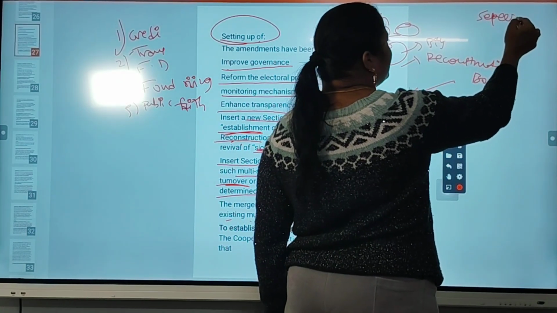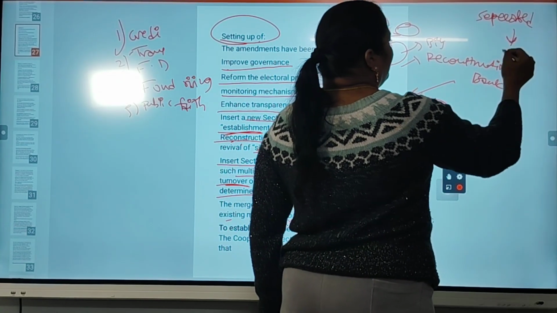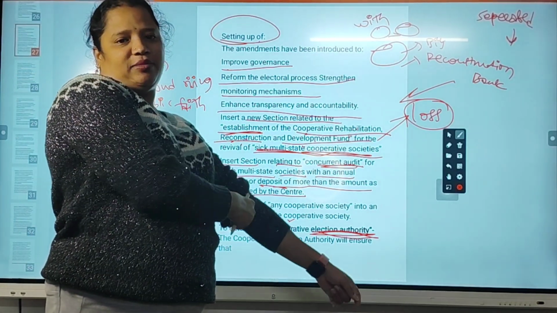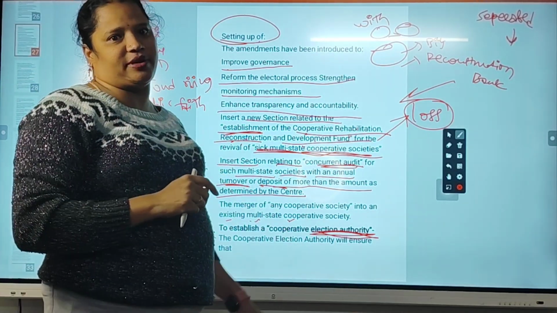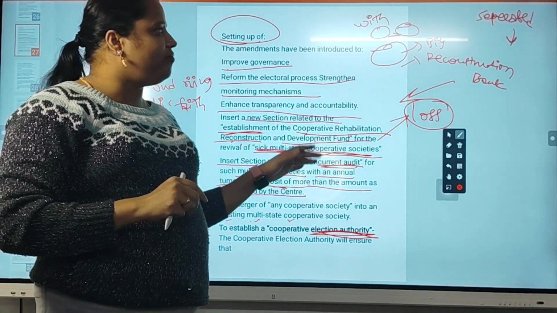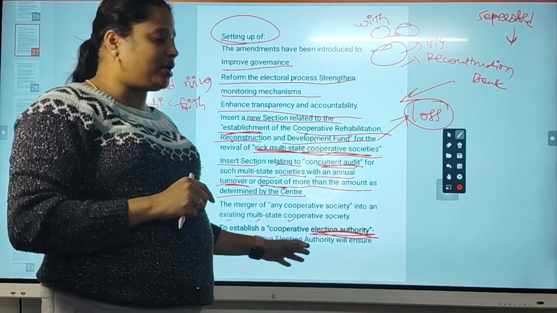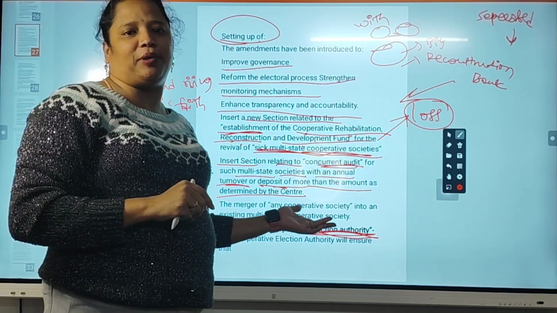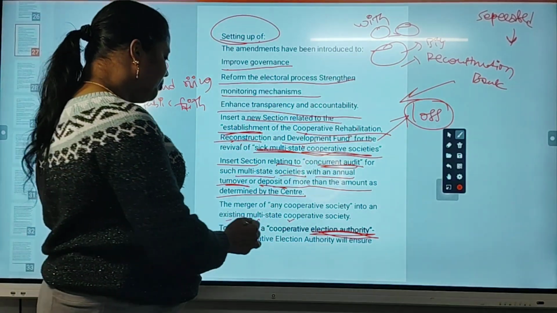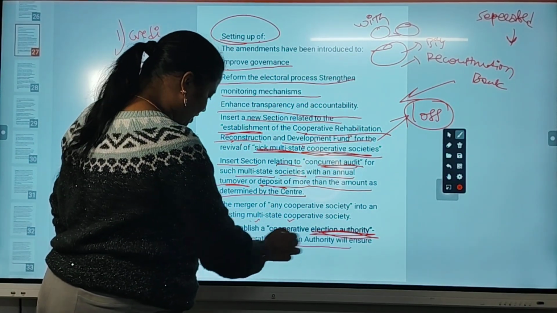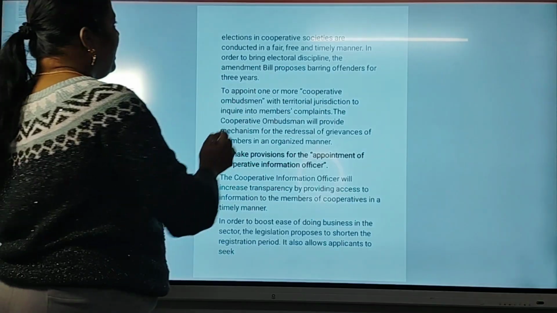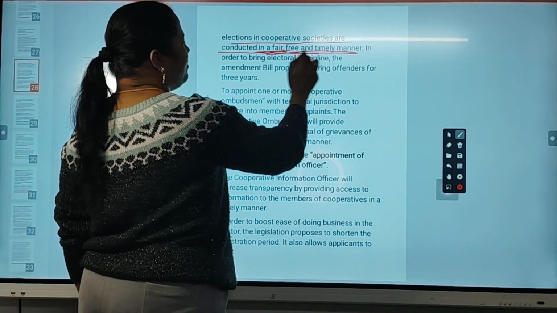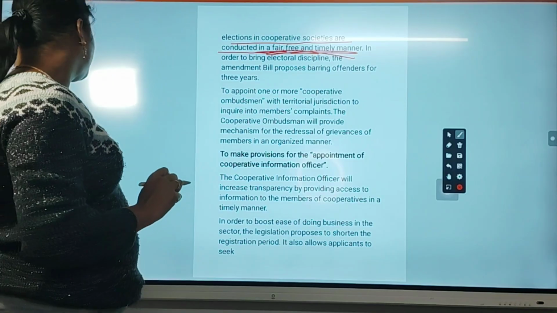A separate election process. Municipality elections, state assembly elections, and Lok Sabha and Rajya Sabha elections are all different. In the same way, they want to conduct a separate election for cooperative societies, so that the leaders will be elected by the people transparently. The cooperative election authority will ensure that elections in cooperative societies are conducted in a fair, free and timely manner. So an election body.